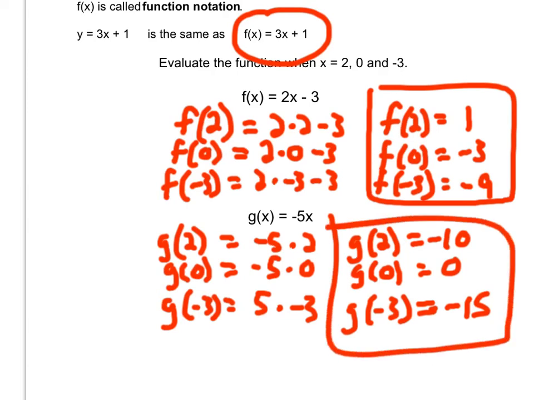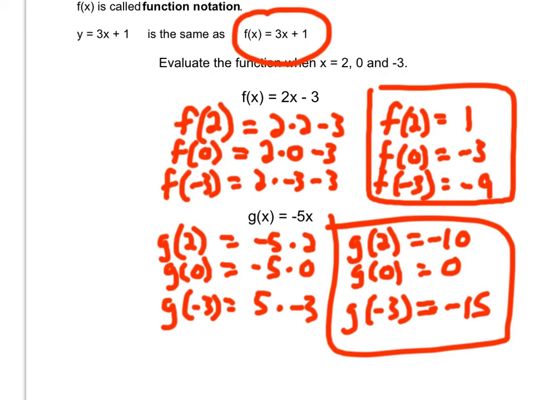So when you solve these, I want you to show me this work. Show me how you're plugging the numbers in, just like we did on the input-output tables, and then write your answers like this, where we say the value of f at 2 is 1, the value of f at 0 is -3, and the value of f at -3 is -9, and so on.